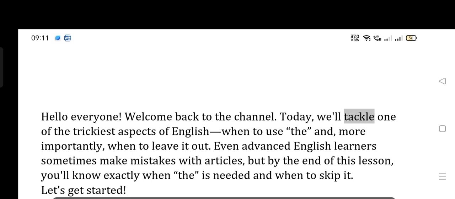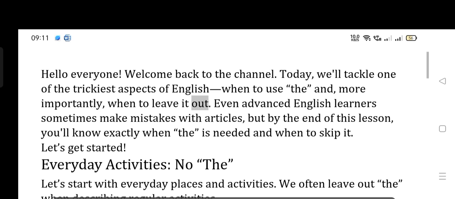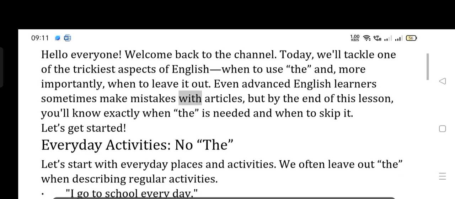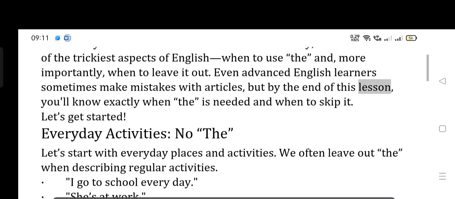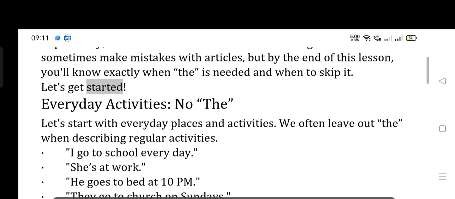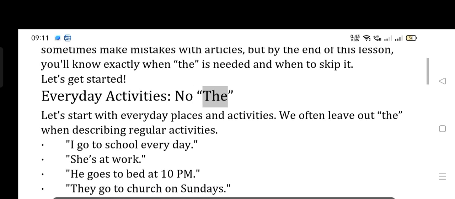Today, we'll tackle one of the trickiest aspects of English: when to use "the" and, more importantly, when to leave it out. Even advanced English learners sometimes make mistakes with articles, but by the end of this lesson, you'll know exactly when "the" is needed and when to skip it. Let's get started.